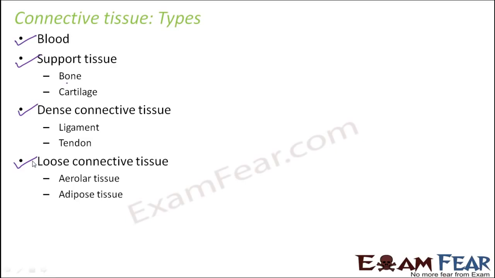So blood, bone and cartilage are all different types of connective tissue. We can say that they are specialized connective tissue. Some people call these specialized connective tissue. Then dense connective tissue, where again we have two types, ligament and tendon. Loose connective tissue, we have areolar tissue and adipose tissue. Now we will start discussing each of these tissue types in detail, one by one.